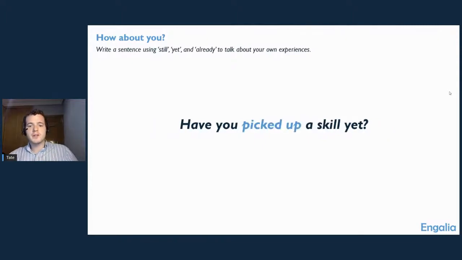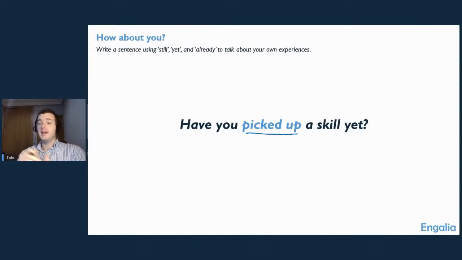And the last one here, we're going to use this word again, to pick up. I want to know if you have picked up a skill yet. Have you picked up any great skills yet? For example, I want to pick up the guitar. I want to learn to play the guitar or start learning the guitar. So have you picked up a skill?